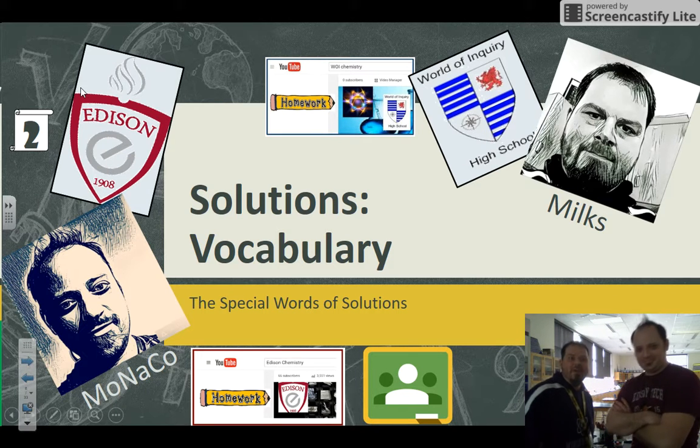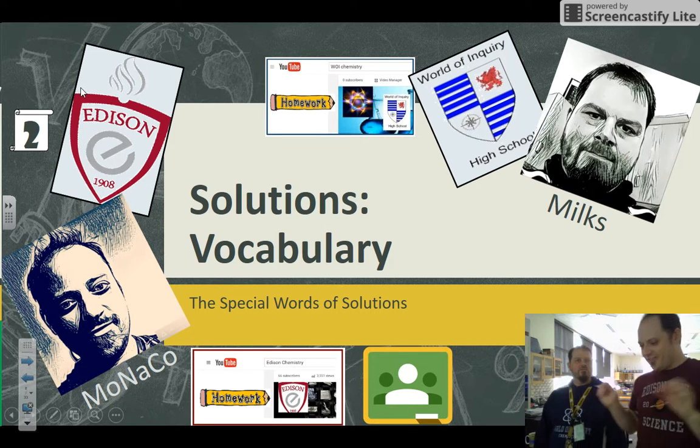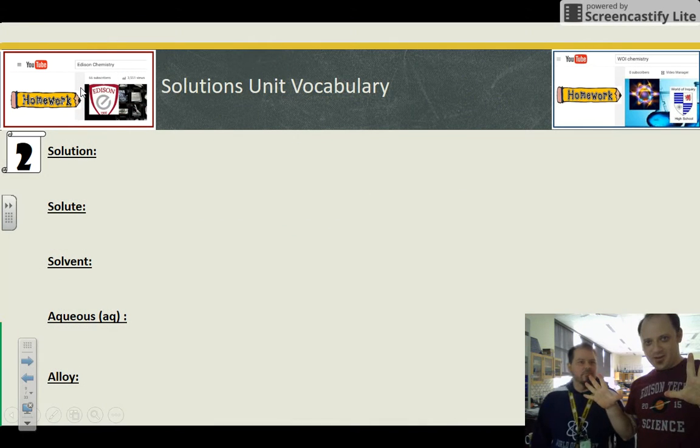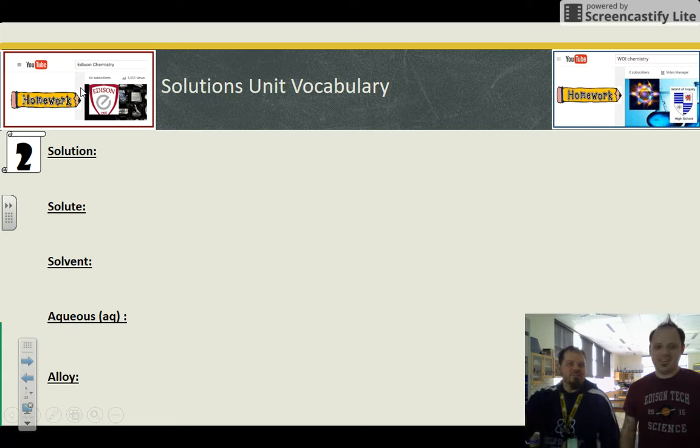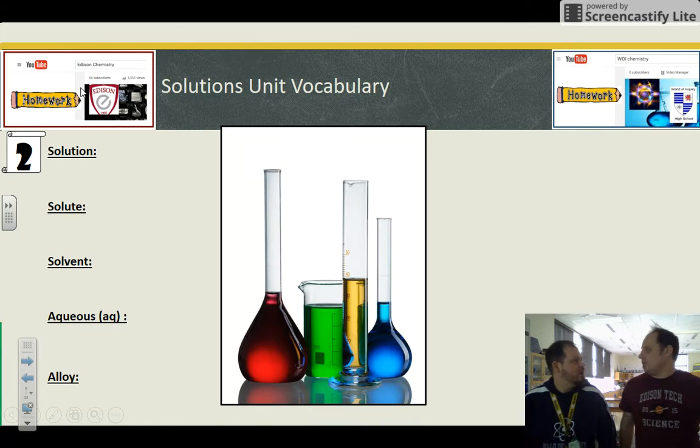What up? Vocab time. It is. Solutions vocab. We've got this many words to go through, 20 of them. So let's do it. First one. The unit's called solutions, so let's do solutions first.